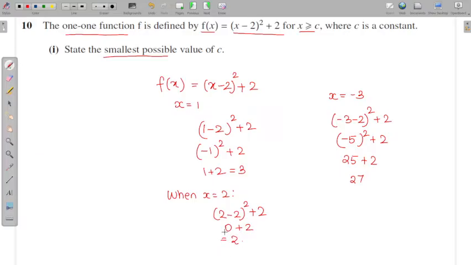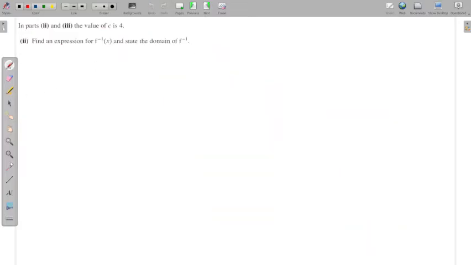So this will ultimately give you 2. You cannot have any other value which is less than 2. Because of the square term, it will always give you some value greater than or equal to 0, and when you add it with this 2, you're going to have some value greater than or equal to 2. So this is the smallest possible value of c that you can have. So your final answer will be c equal to 2. Okay, so that's the answer for part 1. Moving on to part 2.